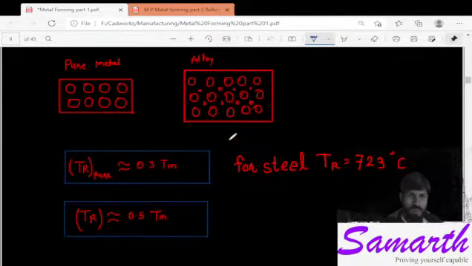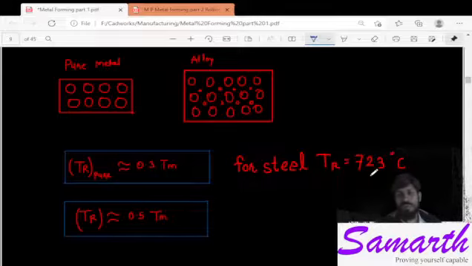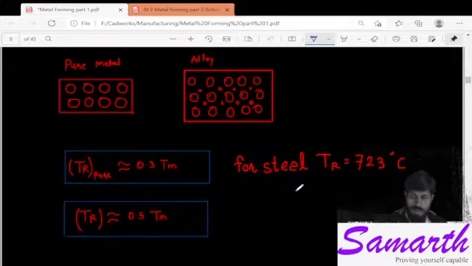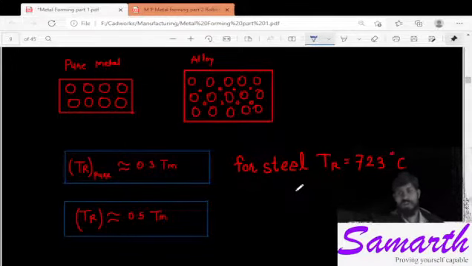Again, it also depends whether it is an alloy or a pure metal, as steel is an alloy of, let us say, carbon and ferrous iron. So for that, the recrystallization temperature will be nearly 50% of the melting point. Here you can see 723 is nearly 50% of 1500 degrees Celsius, the melting point for steel. It is an approximate value, not the same always for each case.